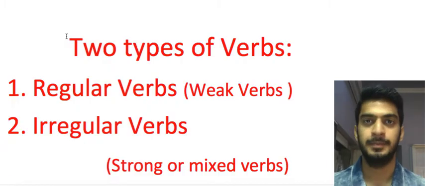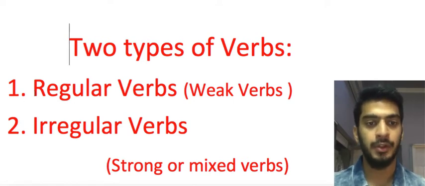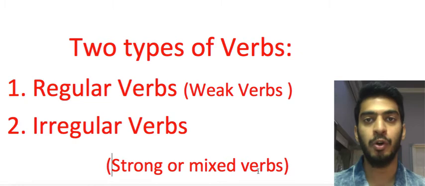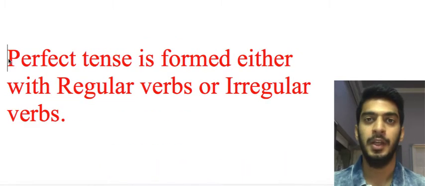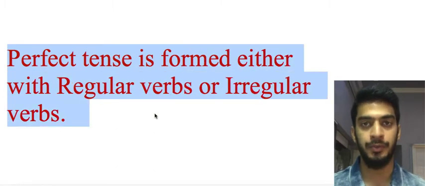We have two types of verbs in the German language. First, regular verbs, which are also called weak verbs. Second, irregular verbs, which are the combination of strong or mixed verbs. Here's an important point to note. Perfect tense is formed either with regular verbs or irregular verbs.